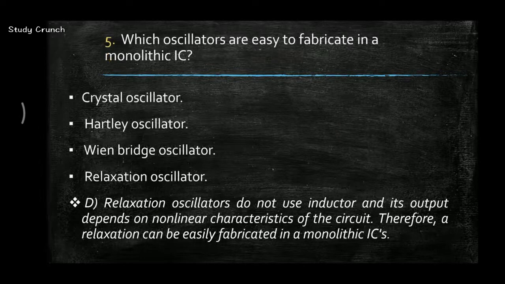Next, which oscillator are easy to fabricate in a monolithic IC? So the answer is D, that is relaxation oscillator, because we do not use inductor and its output depend only on the non-linear characteristic of the circuit. Therefore, relaxation oscillator is used as monolithic ICs.